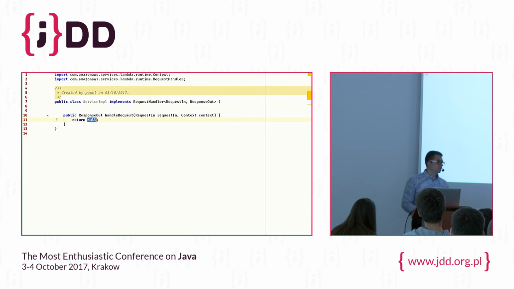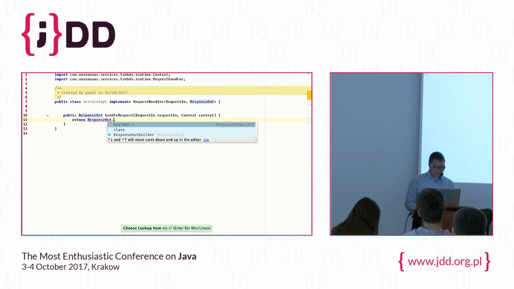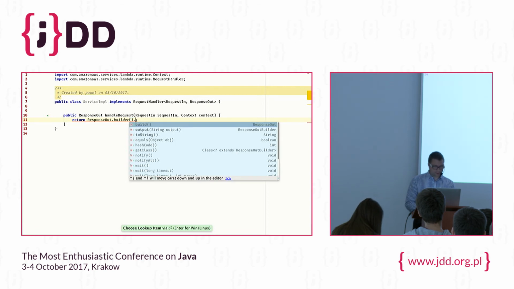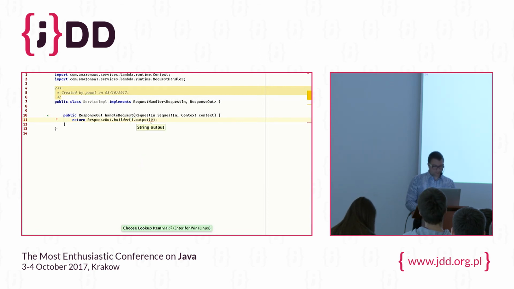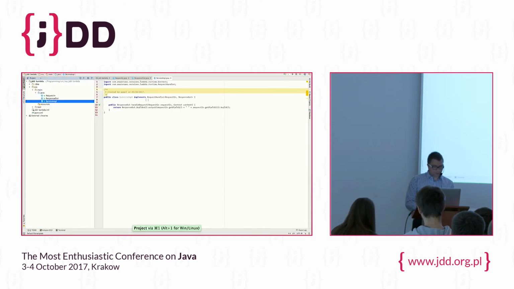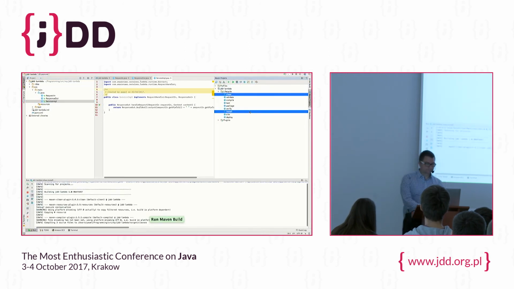As you can imagine, what we will do right now is just implement an output. Request in, response out. We use our lazy builder. We create an output. We use request in field 1 plus request in field 2. Seems simple, right? Okay, so what we will do right now is just compile it and move to the AWS console.